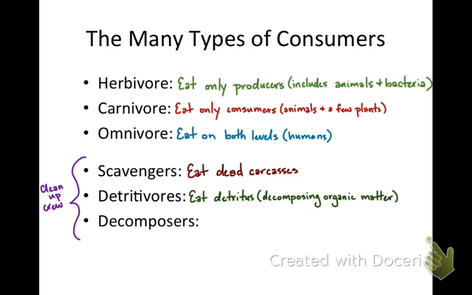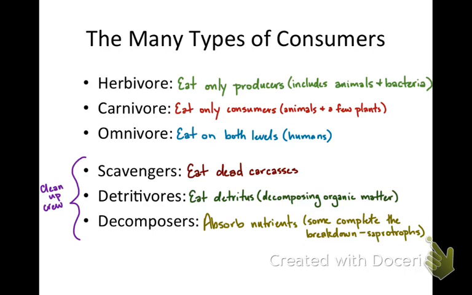Detritivores are eating your detritus, so that's your organic matter that's already starting to decompose. These would be things like your dung beetles, your millipedes. They're coming and they're actually feeding on that decomposing organic matter. That's slightly different from decomposers, because decomposers are absorbing the nutrients from decomposing matter. Fungi would be an example of this. They can put out little hyphae and absorb chemically these broken down nutrients. So they're secreting chemicals to digest it outside their bodies, and then absorbing the nutrients back in.